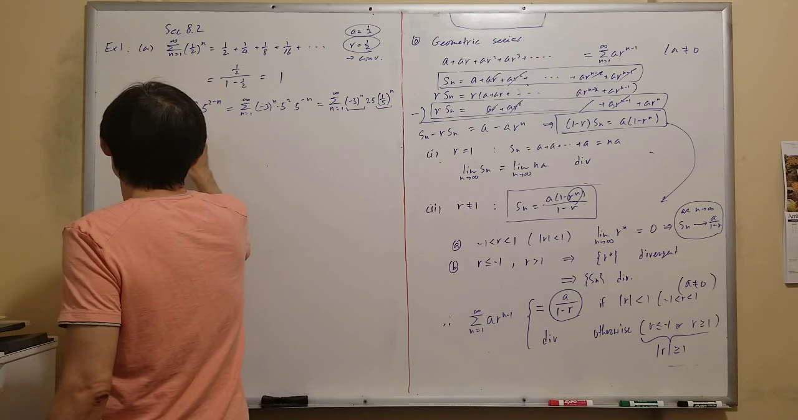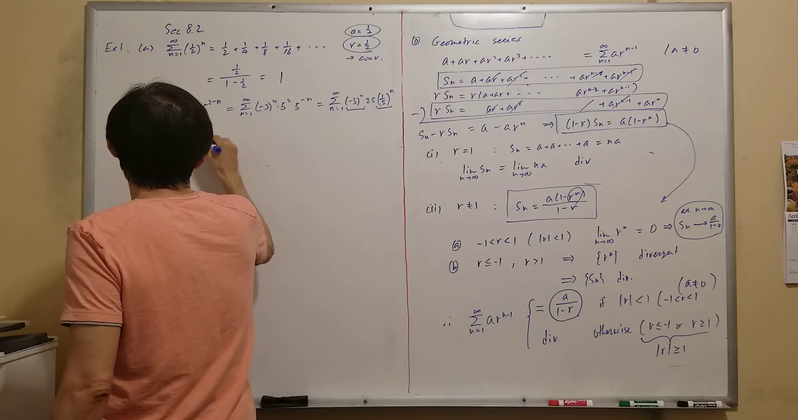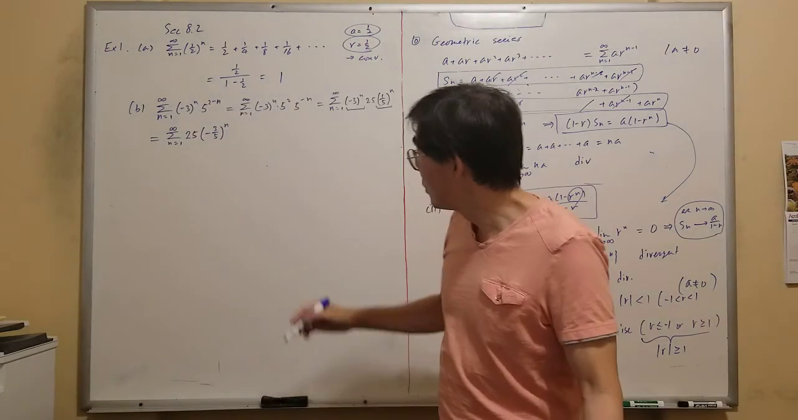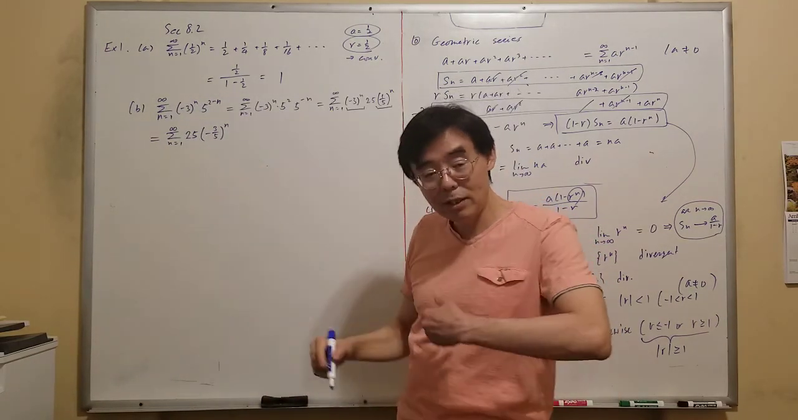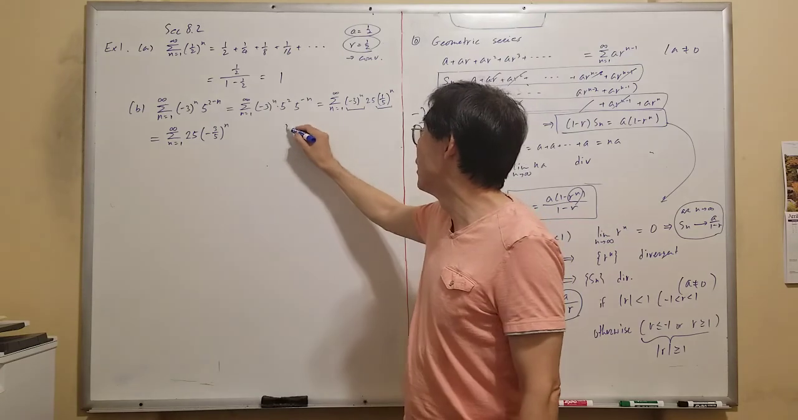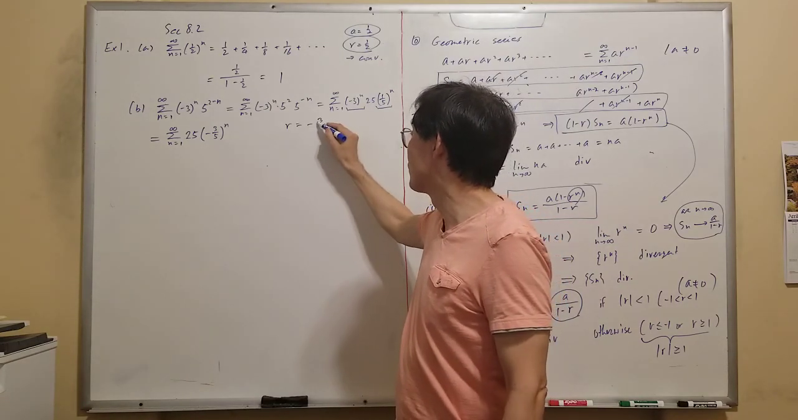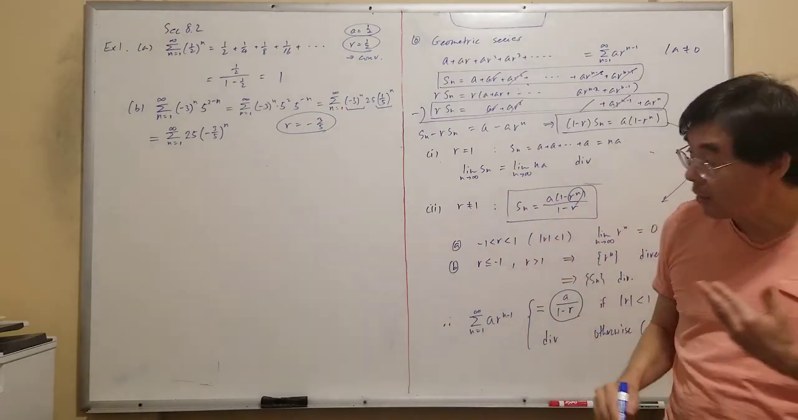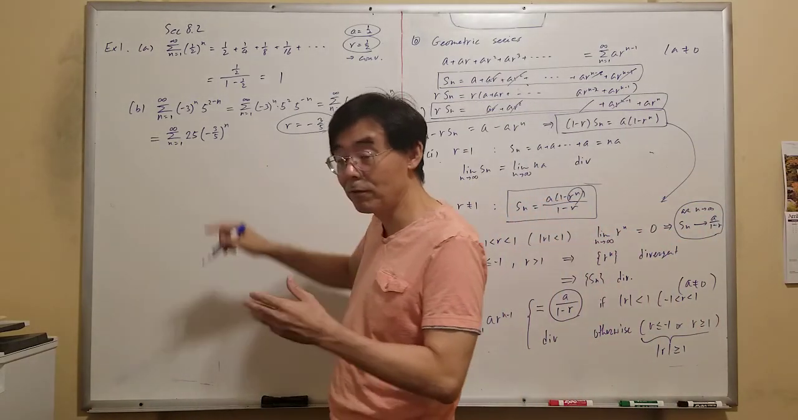That would be 25 times -3 over 5 to the nth power. So that means each term you keep multiplying by -3 over 5. So your common ratio of your geometric series is the base of this exponential function, something to the nth.